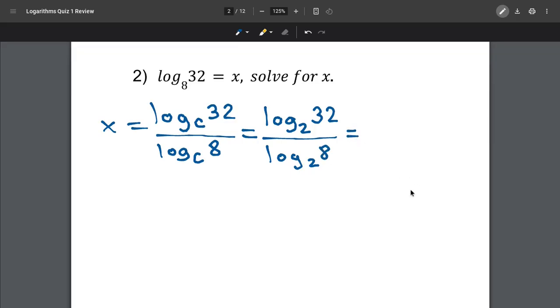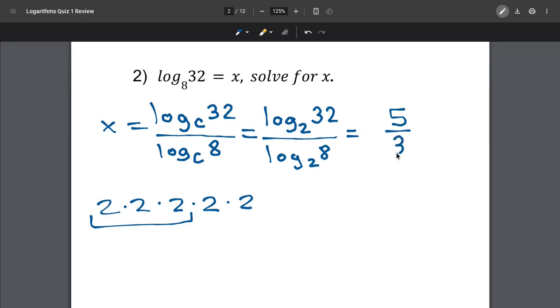So how many 2's do I have to multiply together to get 32? Well, if I do 2 times 2 times 2, that gives me 8. So I have to keep going. Times 2 is 16. Times 2 is 32. So 5 2's. So the top part is going to be 5. Like we said, if we multiply 3 2's together, so 2 times 2 is 4, times 2 is 8. That's going to be 8. So the bottom is 3. So our solution here is x equals 5/3. All right, let's keep going.